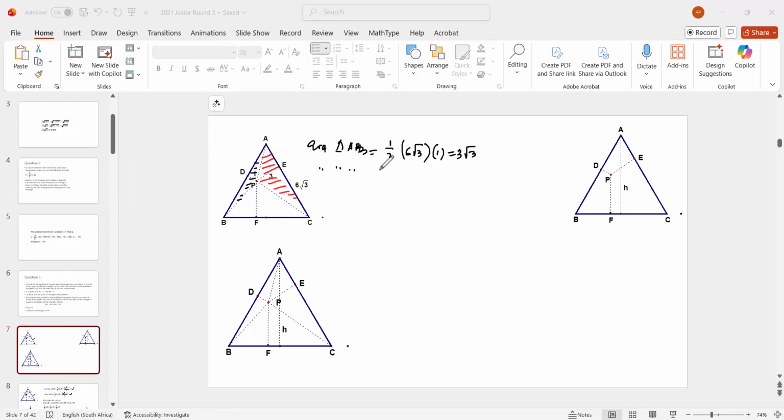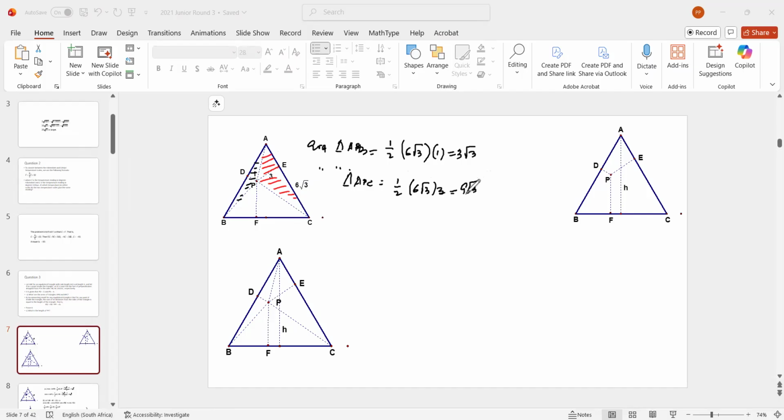The other one also. Oh, I'm sorry, it's actually APC, the red triangle. And the area of that is the same base, because it's an equilateral triangle, but the height here is 3. So that gives you 9 root 3.